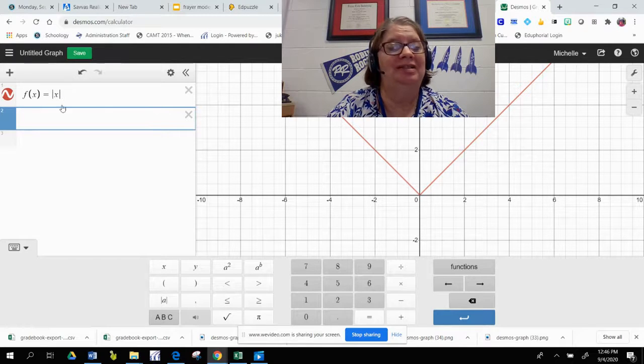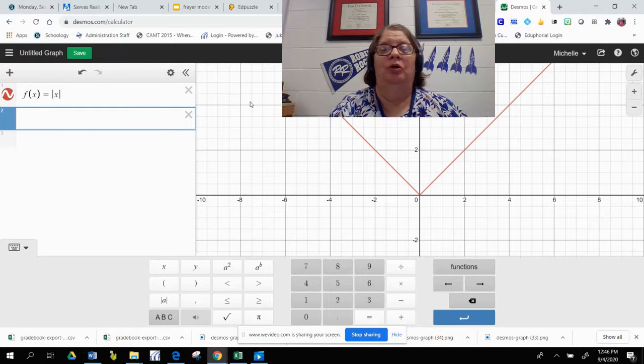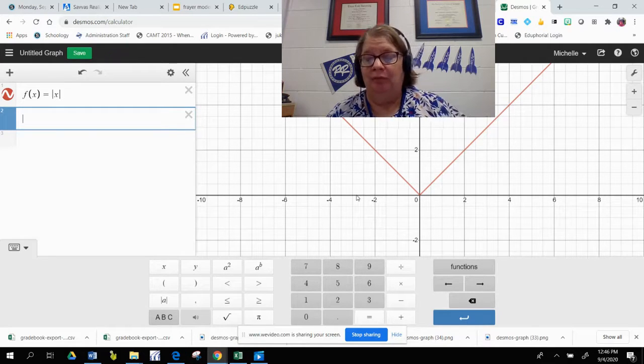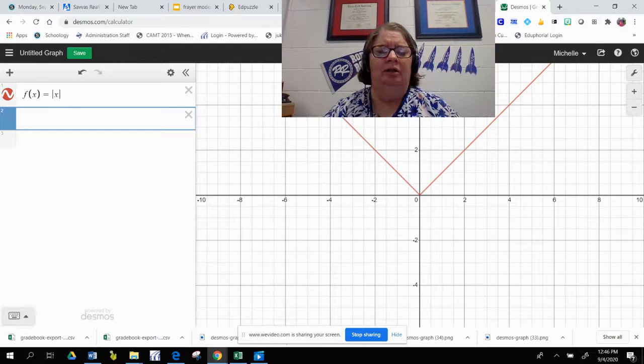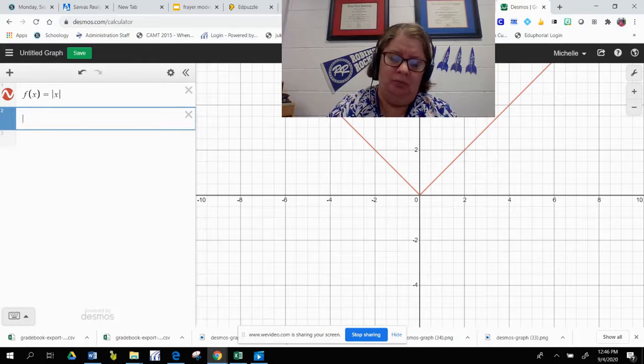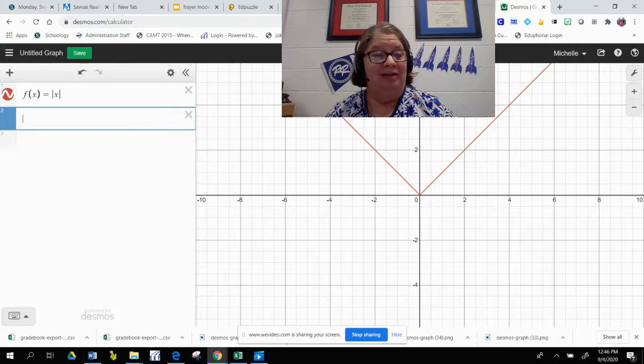Okay. So this is the equation for the parent function absolute value. This is the graph. You can remember that graph because value starts with a V, and the shape of the graph for absolute value looks like a V. So there are some things we need to know about absolute value. We need to be able to identify the domain.